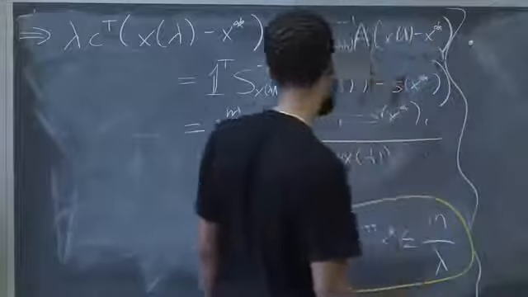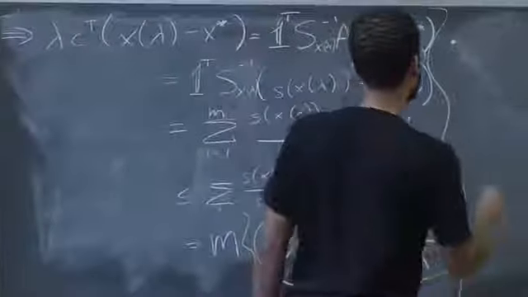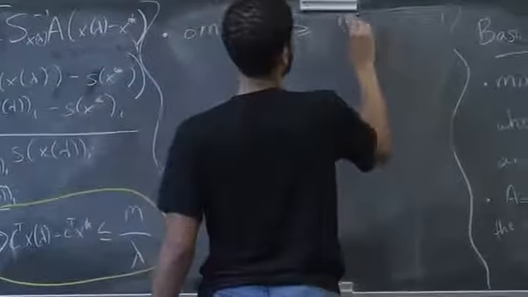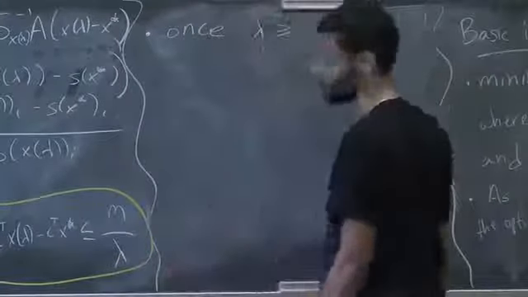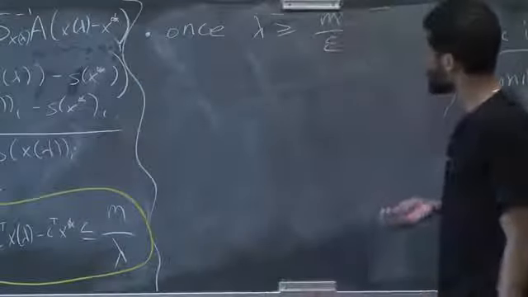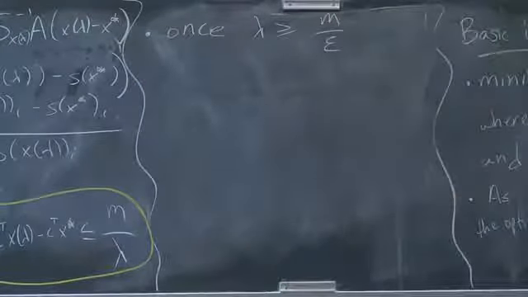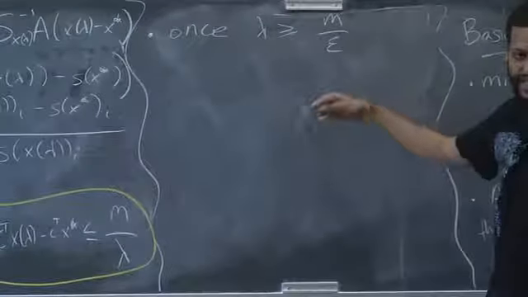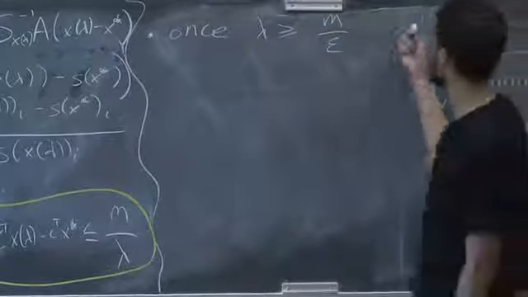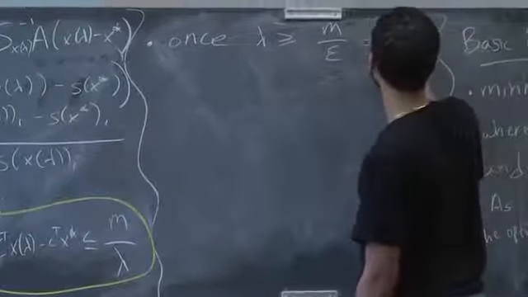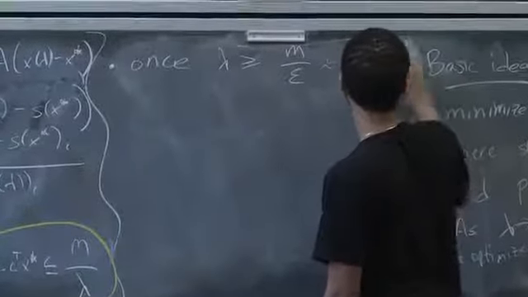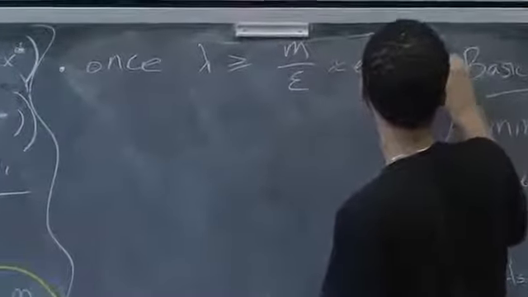So what is this telling us? This tells us that once lambda is at least, say, m over epsilon, and remember, I mentioned if you want to actually round to a vertex, epsilon can be as small as exponentially small in the precision. So this is roughly exp of CL times m.